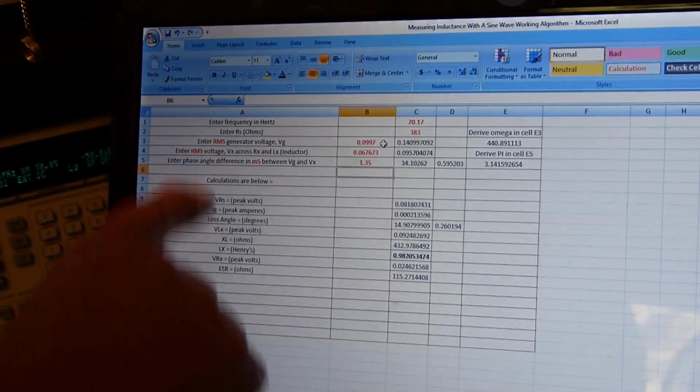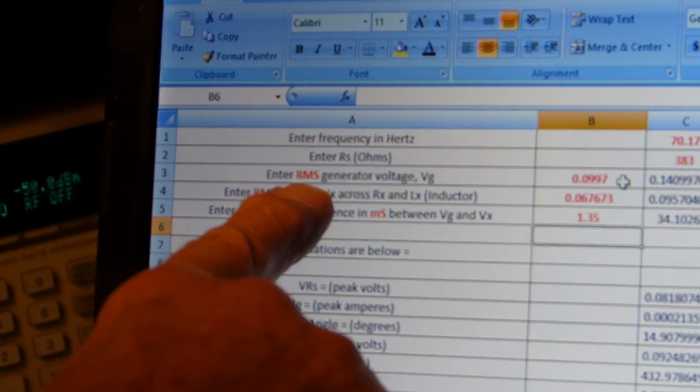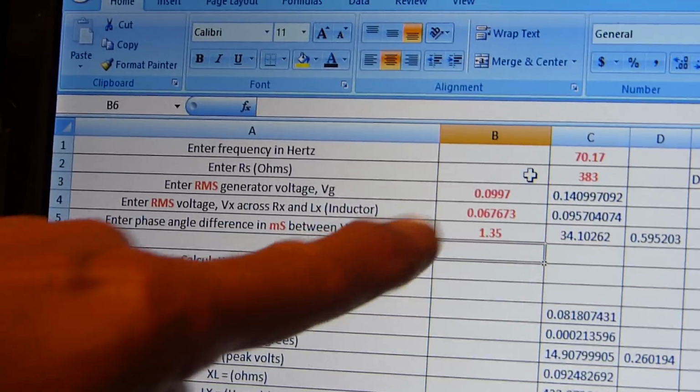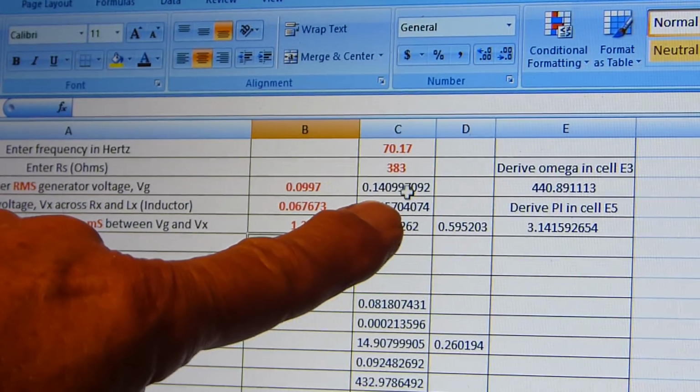Now, I talked about RMS. See, I've got right here, enter RMS generator voltage, enter RMS across the inductor. Well, I put in RMS because that's convenient, and then right here I just convert it.